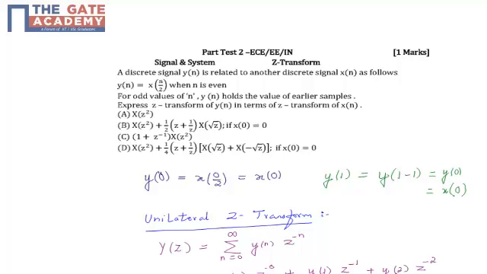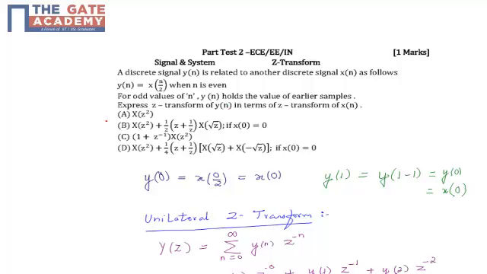The question is, a discrete signal y of n is related to another discrete signal x of n as follows. y of n is equal to x of n by 2 when n is even. For odd values of n, y of n holds the value of earlier samples. Fine. And we need to express the z transform of y of n in terms of the z transform of x of n.